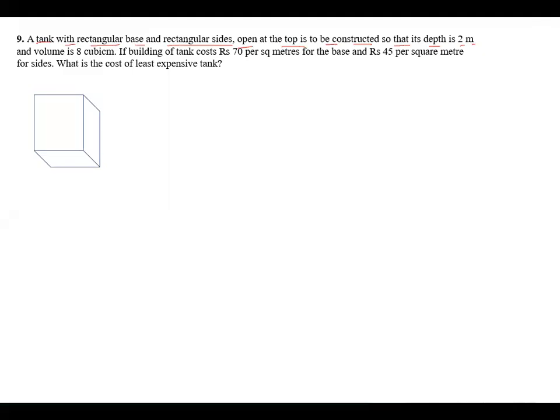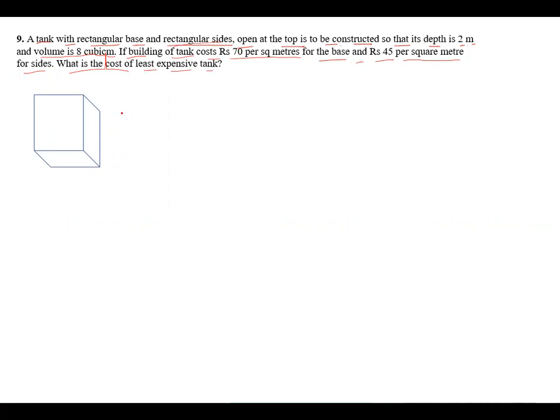A tank with a rectangular base and rectangular sides, open at the top, is to be constructed so that the depth is 2 meter and the volume is 8 cubic meter. If the building of the tank costs rupees 70 per square meter for the base and rupees 45 per square meter for the sides, what is the cost of the least expensive tank?